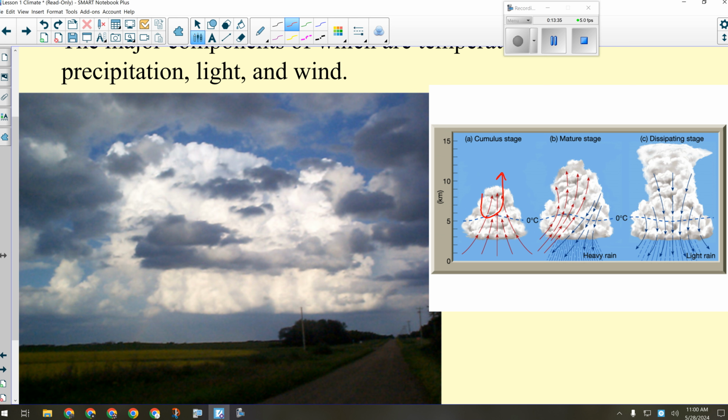Now, the more they get pushed up, because they're cooler, more moisture will condense onto those raindrops, making the raindrops get bigger and bigger. So if you get a little mild thunderstorm, you get some raindrops, they're not terribly big, you can probably walk between them.